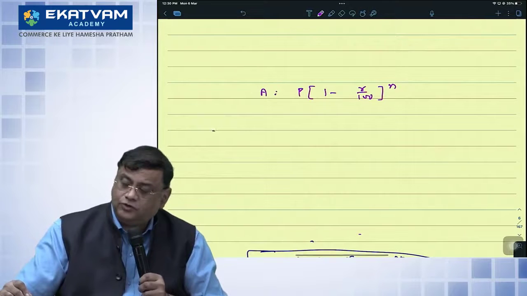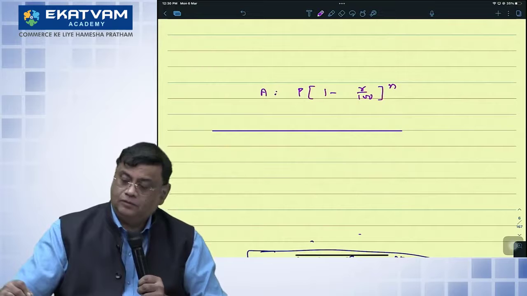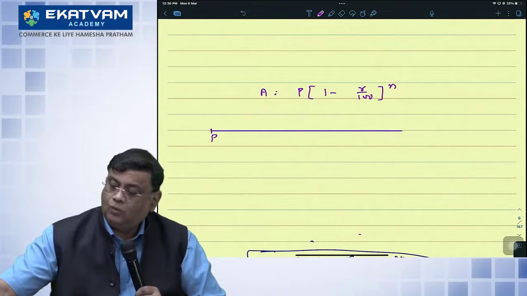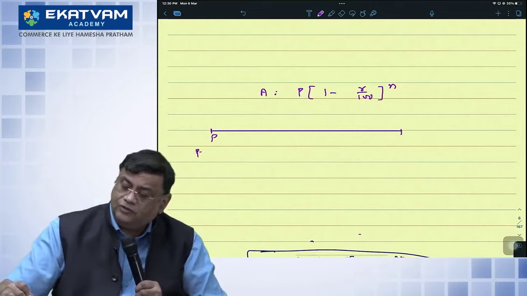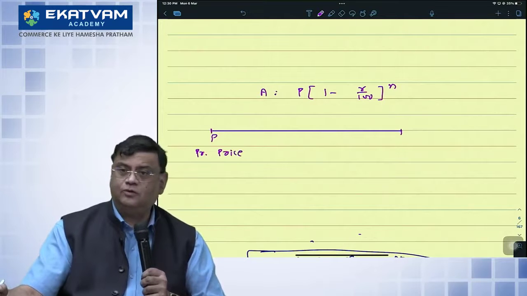If that is true, tell me what is P? What is P? Present value. What is A? So present value generally in this case will represent the price you are paying. Machine is bought for 1 lakh rupees. 1 lakh rupees is the present value.